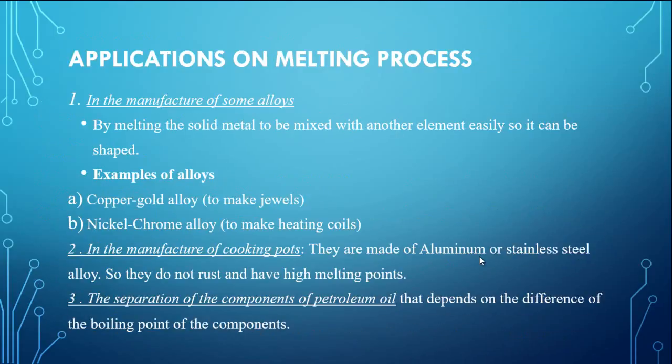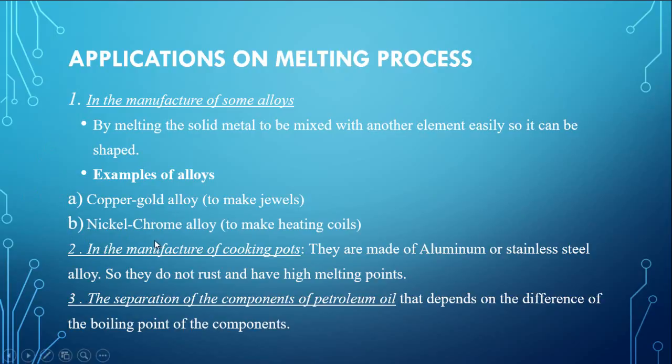Applications on melting process. First, in the manufacture of some alloys. Alloys means سبائك. By melting the solid metal, it can be mixed with another element easily so it can be shaped. Like these examples. Copper gold alloy to make jewels. Nickel chrome alloy to make heating coils, like in the electric iron or other heating equipment.